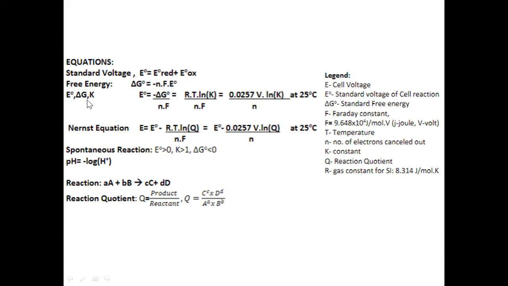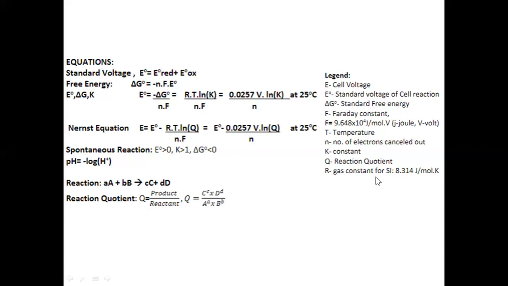Now let's proceed with the following variables: E naught, delta G, K. E naught, or the standard voltage, is equal to the negative of free energy delta G naught all over NF. It is also equal to the fraction of RT natural logarithm of K all over N times F.